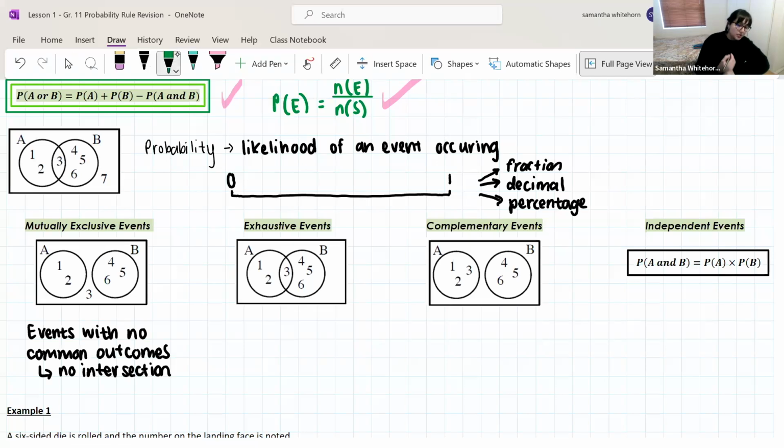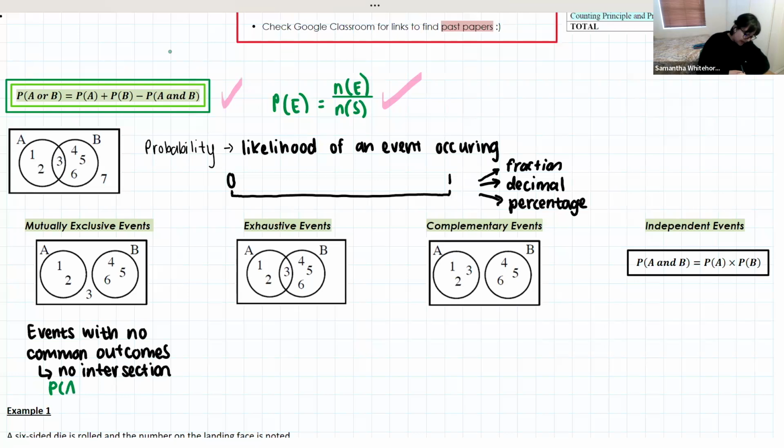What this means in terms of our probability rule is that the last term in our probability rule, that minus probability A and B, you're actually subtracting 0. So the probability of A and B, so the likelihood of both of those events occurring at the same time, so the overlap, is equal to 0. That is what a mutually exclusive event is. So if I tell you events are mutually exclusive, you automatically know that the intersection or the probability of A and B is 0.